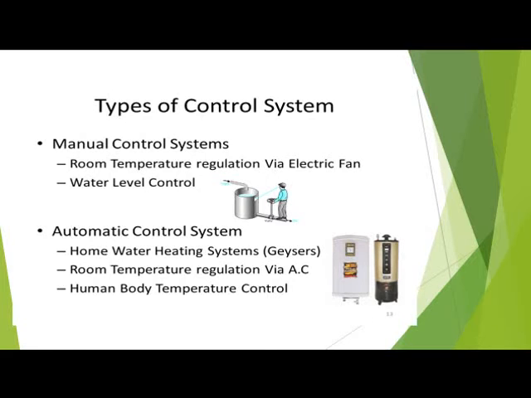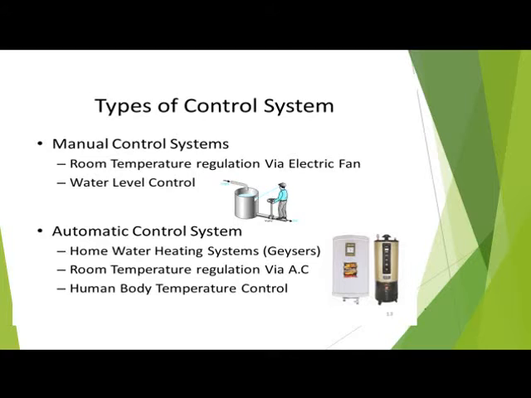Now, types of control system: manually controlled and automatically controlled. Manual examples are room temperature regulation via an electric fan and water level control, where the water level is controlled by my switching the motor on and off. That is manually operated.